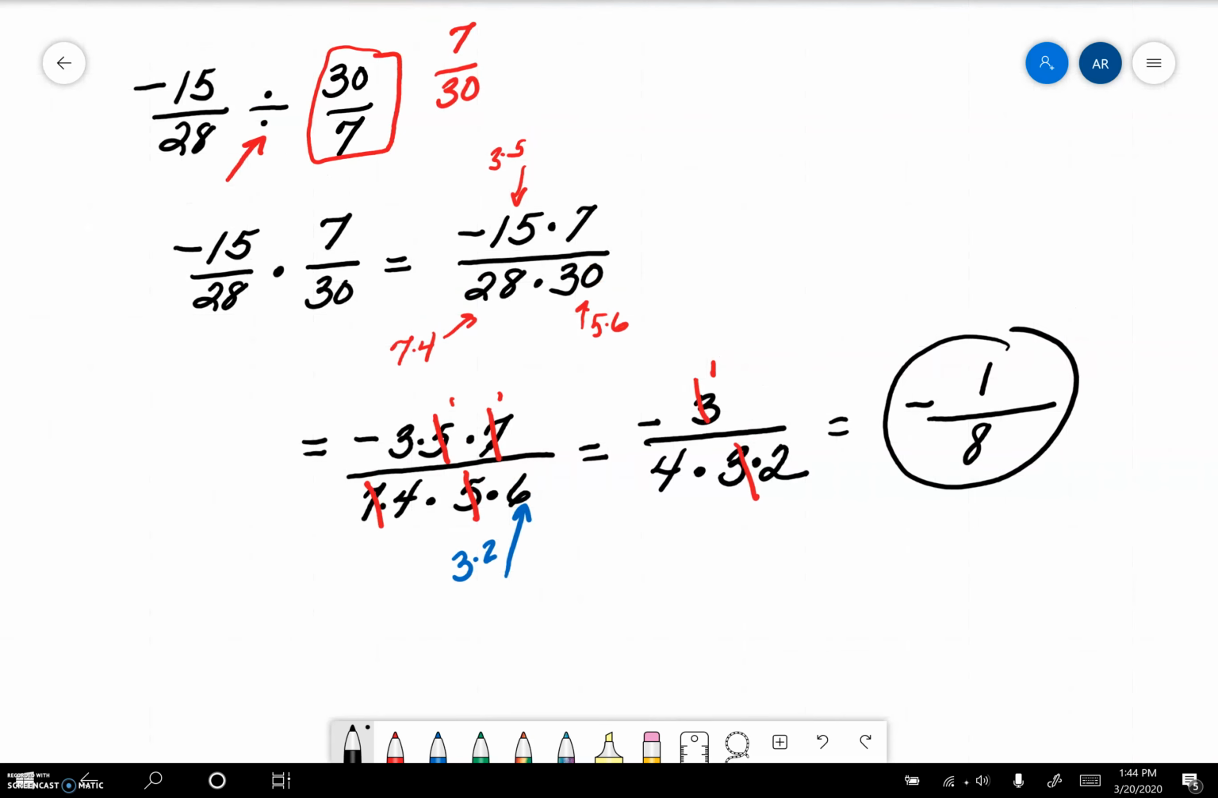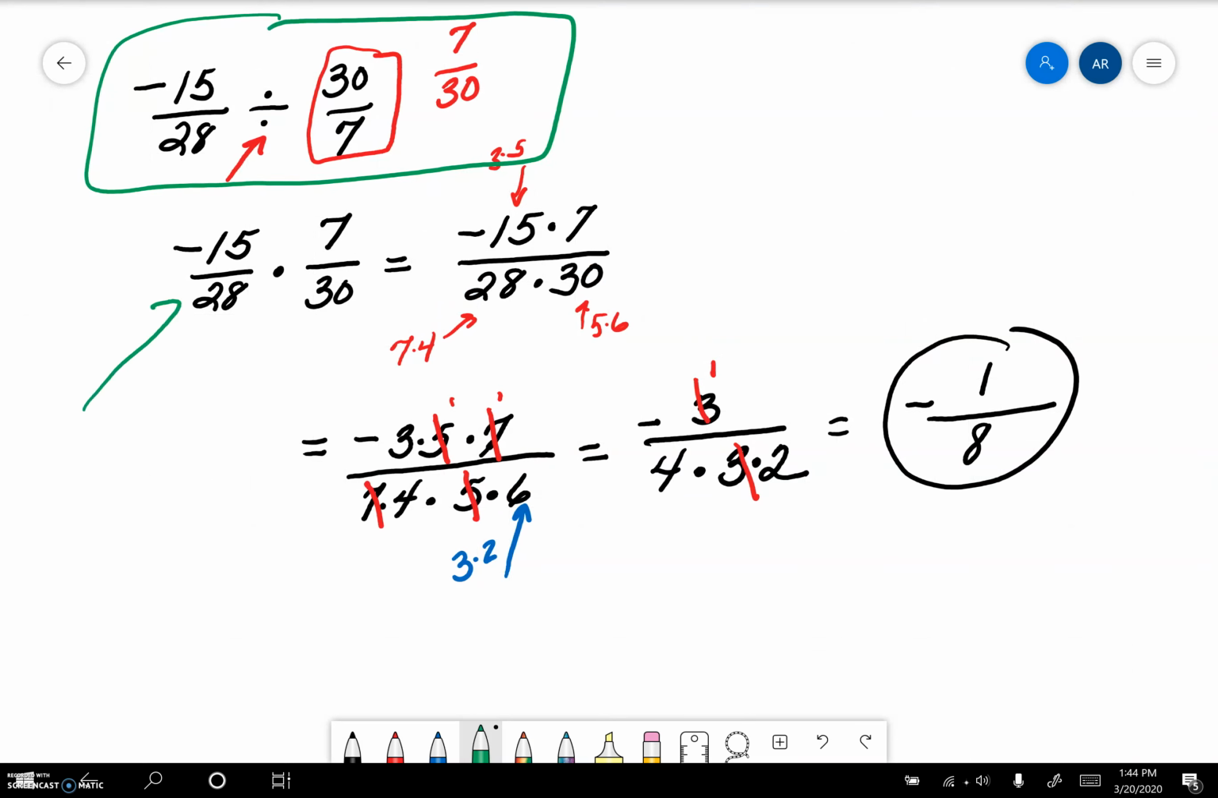So of this problem, again, we started up here at the top as a division problem. We rewrote it as a multiplication problem, making sure we used the reciprocal, and then we simplified it by breaking it out into prime factors, and we made sure we noticed what would reduce down to a 1, and then we end up with our final answer.